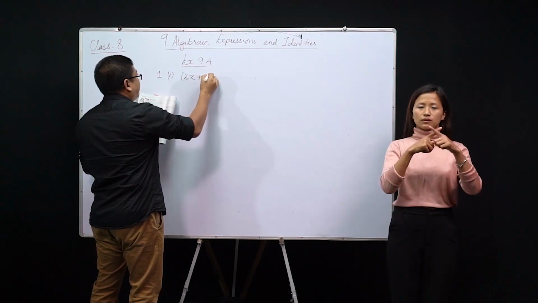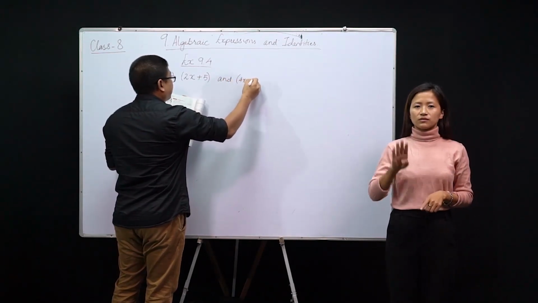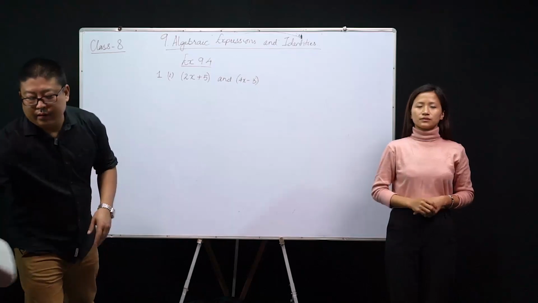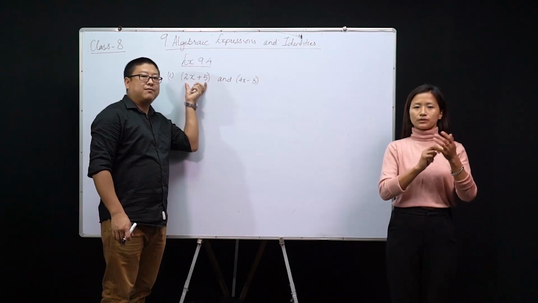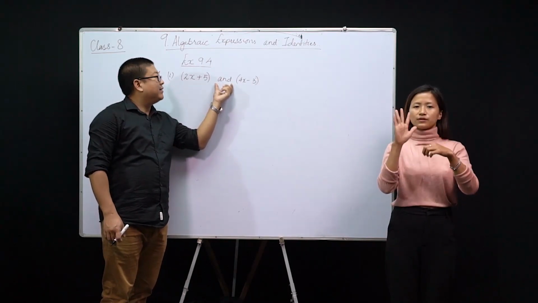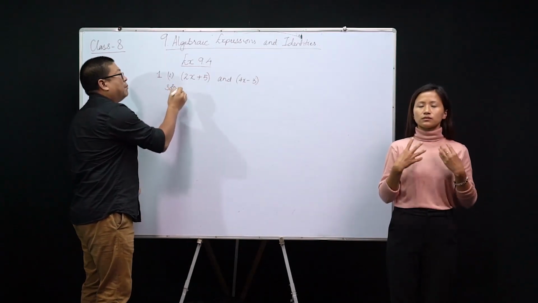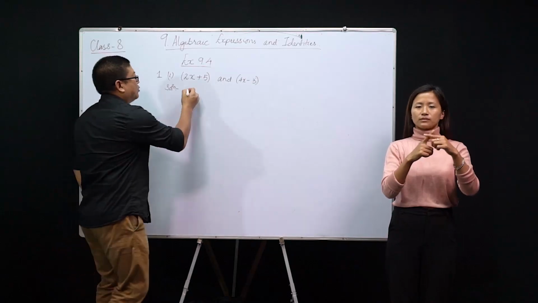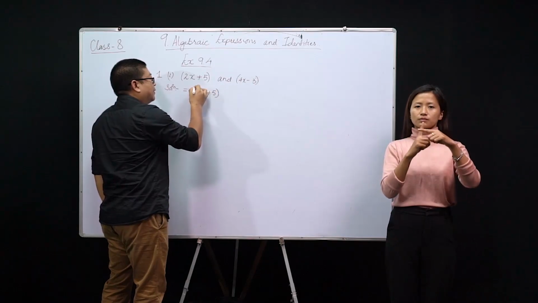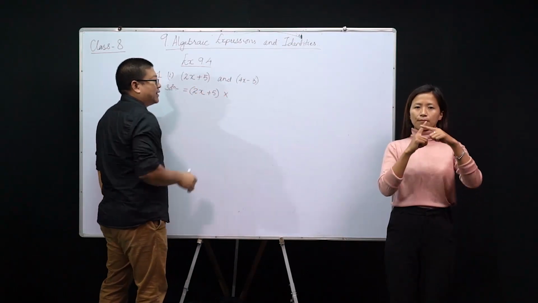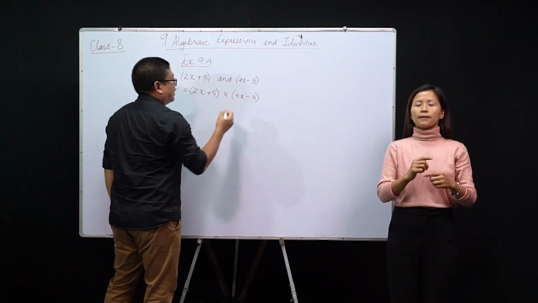2x plus 5 and 4x minus 3. Now we can see two binomials here. One is 2x plus 5 and the other is 4x minus 3. Now they want us to multiply them. So we will write it in this manner: 2x plus 5, multiply means this cross sign, and 4x minus 3.